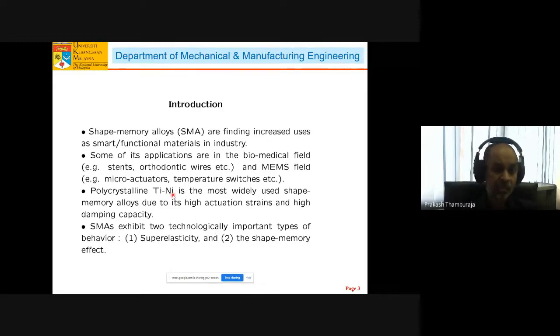Amongst all these different types of shape memory alloys in existence, polycrystalline nickel titanium is the most widely used. The reason is that it has the ability to give high actuation strains, and it also has the ability for high damping as well. That makes it very attractive for particular applications, like in damping industries and as actuators.